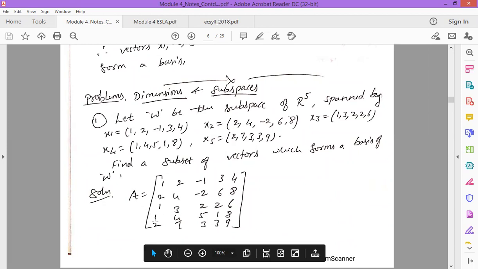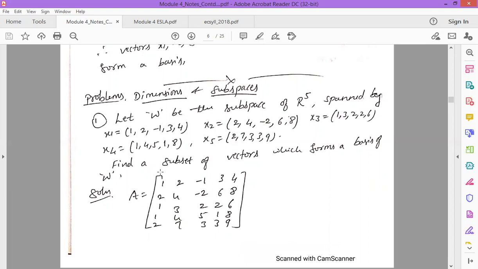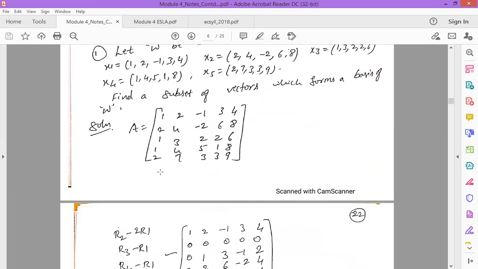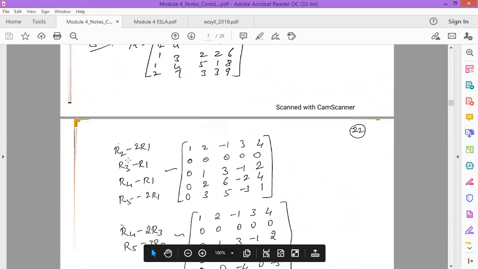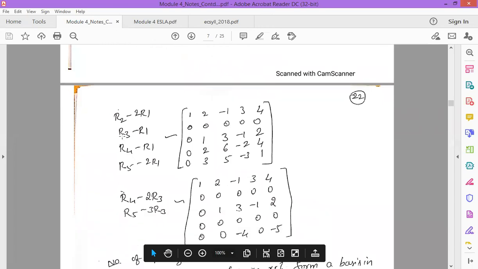For this, we are asked to calculate the subset of vectors which is going to form a basis of W, and also we'll see the calculation of the dimension. For this given matrix A, elementary operations are performed. You can see the various operations that are performed. For all this, you need to show the matrix.